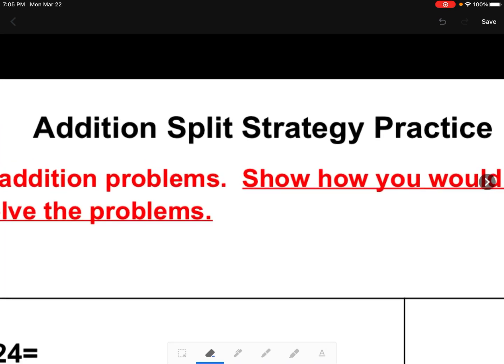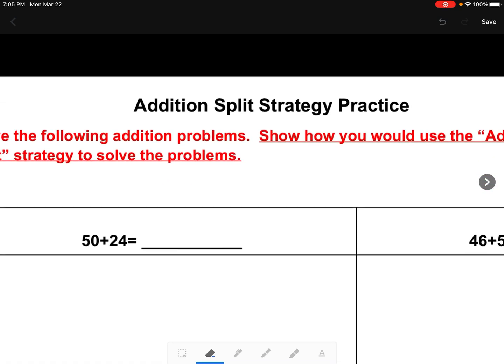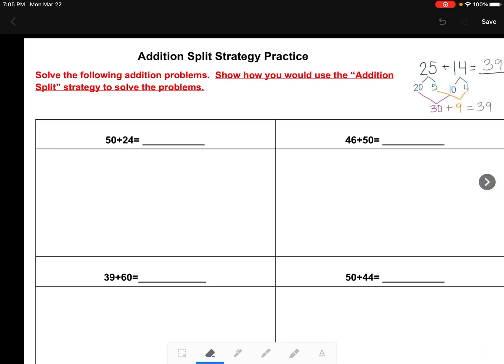We are working on the addition split strategy. Today you have 8 addition sentences to solve using this addition split strategy. We practiced this strategy in our live lesson this morning, and now you have this sheet as a practice sheet.